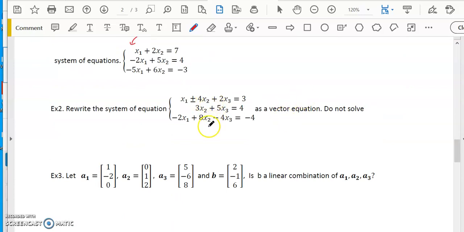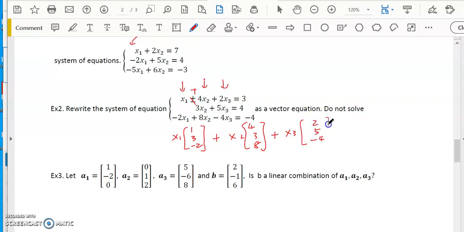Likewise, I can say otherwise. I have a system of equations. Can I write it as a vector equation? I can write it as a vector equation. I would think of all the x1 coefficients as a column vector. This is a vector, and this is a vector. So I would say x1 times the vector 1, 3, negative 2, plus x2 times the column vector 4, 3, 8, kind of like the augmented matrix column, plus x3, being the unknown, times 2, 5, negative 4, equal to another vector, 3, 4, negative 4.